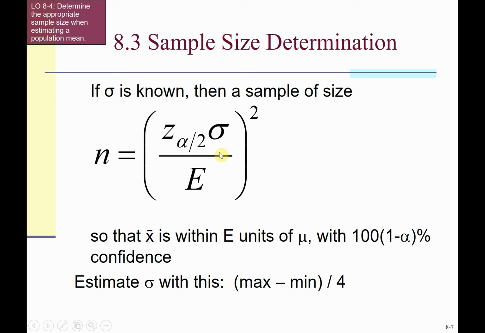To use this, we'll go through an example in Excel, but most of the time we don't know what the standard deviation is. So we can ballpark this by doing a thought experiment and estimating sigma by taking the biggest possible value minus the smallest possible value, divided by 4, to ballpark what sigma would be. Okay, that's the formula. Again, I'll have another video that goes over how to do this in Excel.